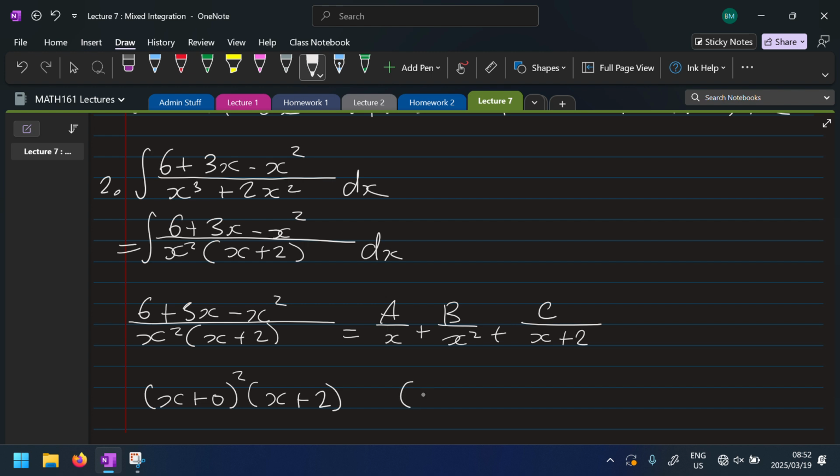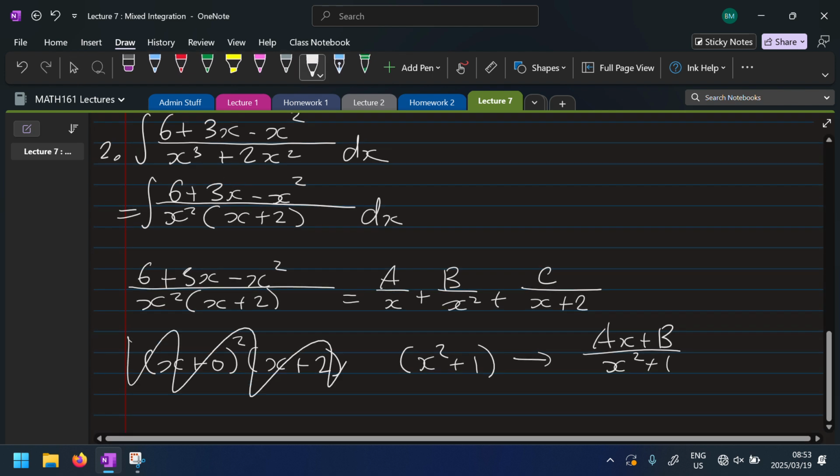If this was x squared plus 1, now that is an irreducible quadratic. Then this would have ax plus b over x squared plus 1. Okay, so you only do the linear top part, the ax plus b, if it's an irreducible quadratic. This is not. This you must think of as x plus 0 squared. Okay, but good question.